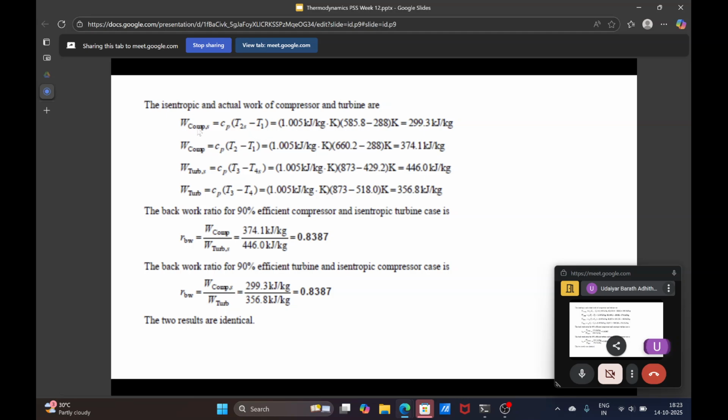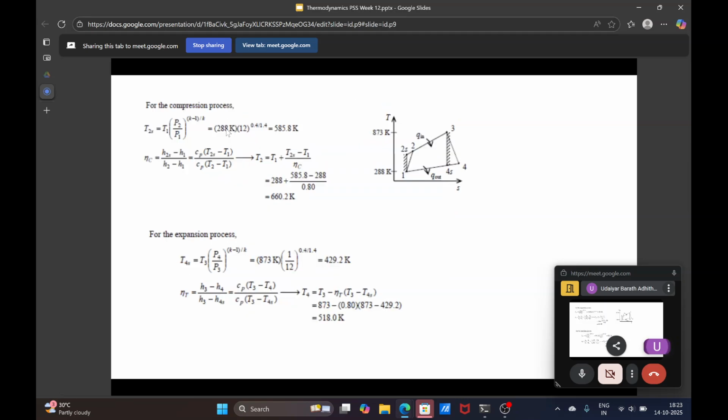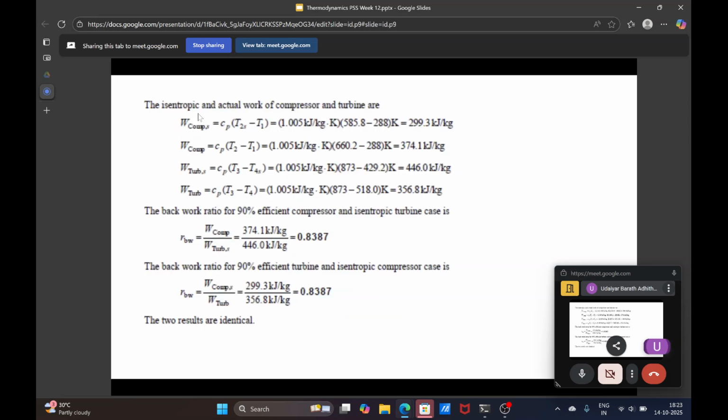So if we do that, what we get is, if we assume per kg of air, what is the compression work or the specific work. For isentropic compression we get Cp (T2s minus T1), which comes out to be 299.3 kilojoule per kg, and similarly the actual compression work is Cp (T2 minus T1). Substituting the values, that comes out to be 374.1 kilojoule per kg.